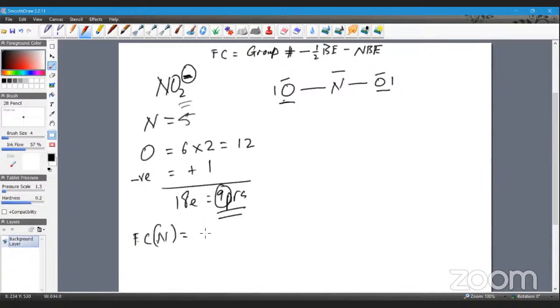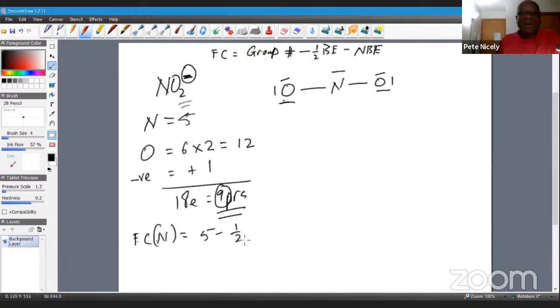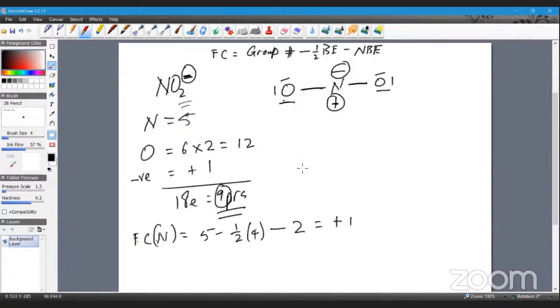5, yep. Minus half the number of bonding electrons. So if you look at the structure here, the number of bonding electrons for the nitrogen will be 2 and 4. So we're going to put 4 here. And then for the non-bonding electrons, we have 2 here for the nitrogen, so we're going to minus 2. So 5 minus 2, that's 3 minus 2, that gives you plus 1. So there'll be a plus 1 charge on the nitrogen, all right?